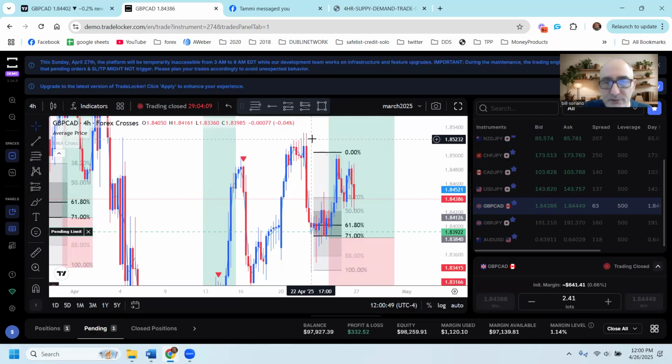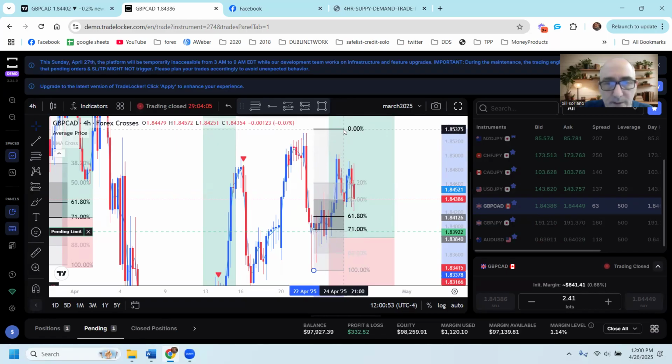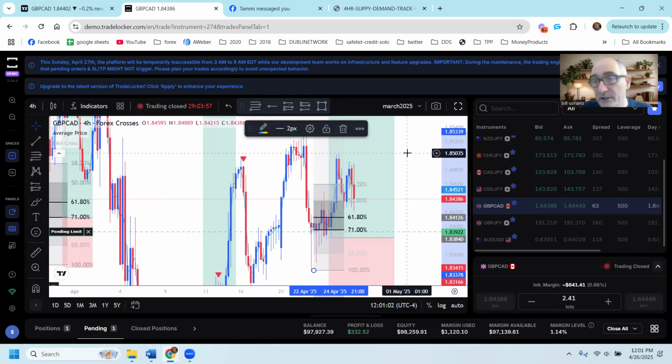Okay. So you could see here, if we were to draw this fib on the 4 hour, this would go all the way up to here, right? But price would have still come back to the 71 and we could have been in this trade. But we don't use the 4 hour to execute the trade. We use the 1 hour.